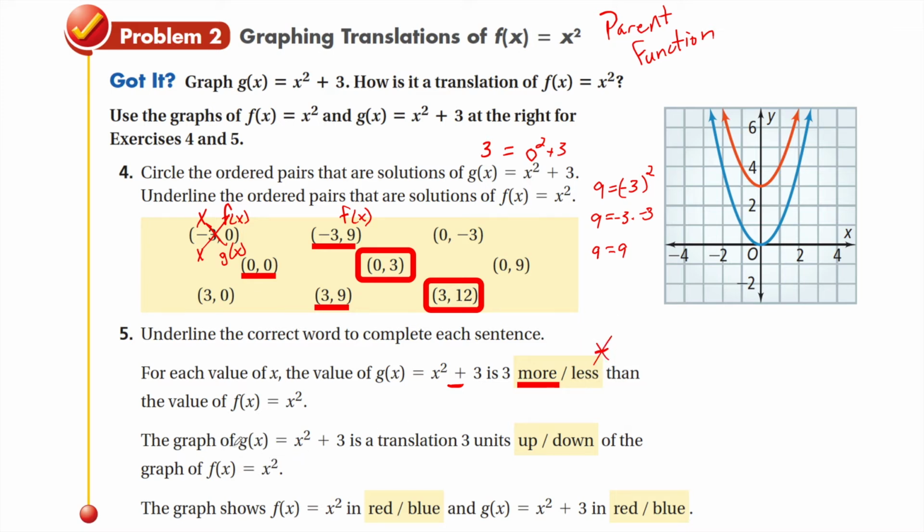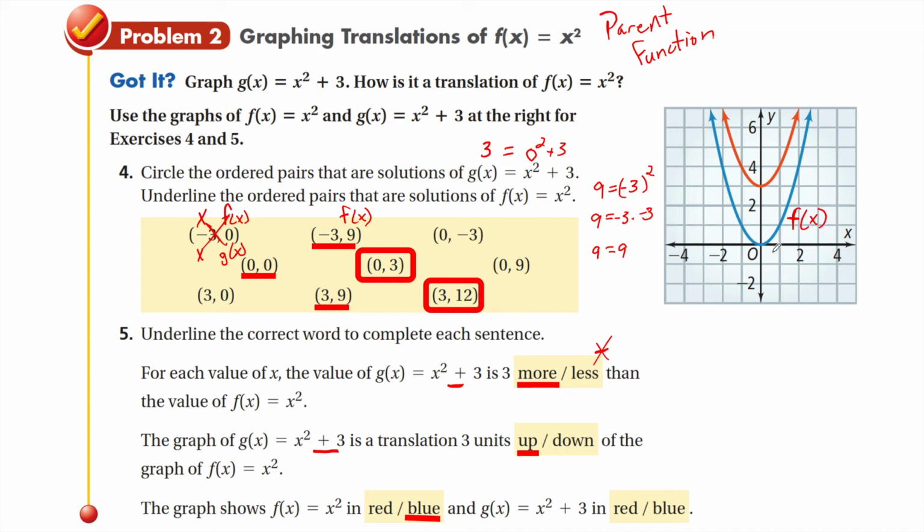So the graph of g of x equals x squared plus 3 is a translation 3 units either up or down. Well, since we're talking about something vertical, it's moving up or down, I know that it's going to be as is. So this plus 3 must mean that it's going to be going up 3. So therefore, the graph shows that f of x equals x squared is going to end up being the blue graph, the original, down here.